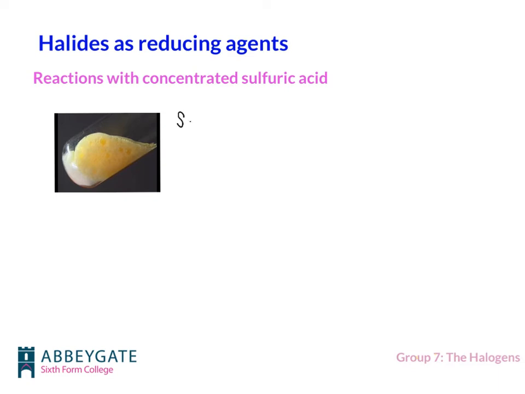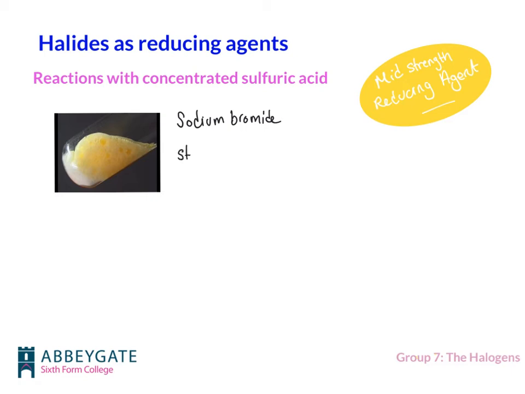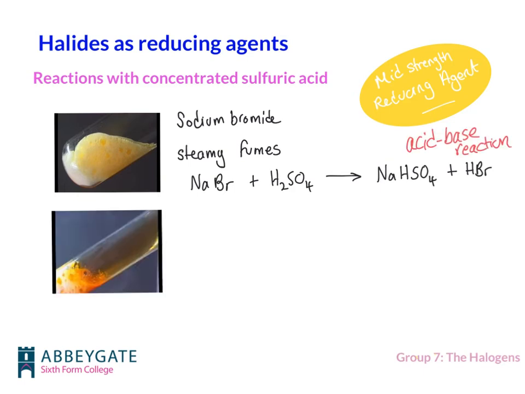So let's look at the reaction with sodium bromide. Now, sodium bromide is mid-table, so it's going to be a medium strength reducing agent. So we're going to get steamy fumes again, and a similar acid-base reaction to what happened with the sodium chloride. So the sodium bromide will react with the concentrated sulfuric acid and form sodium hydrogen sulfate and hydrogen bromide. And we could test those steamy fumes with indicator paper again, and we'd see that they were acidic. They'd make the indicator paper go red.